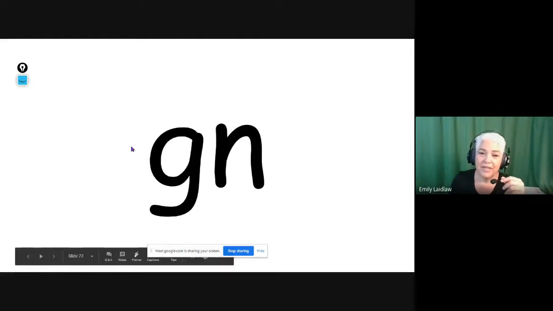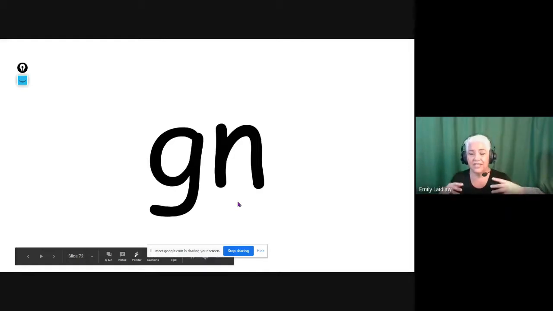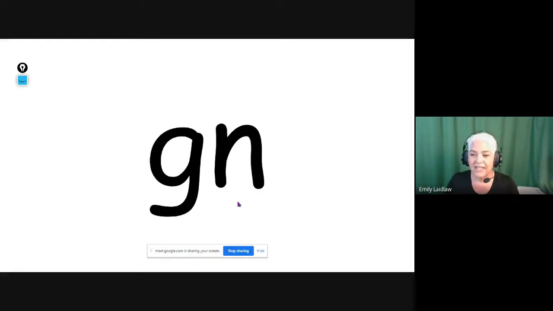So these combinations came to us from old writing. Pronunciation has changed. I can't pronounce the G and the N together in one syllable, like sign. But when we split the syllables, signature, we hear both, each making their own sound.